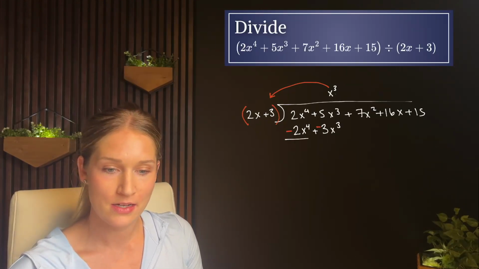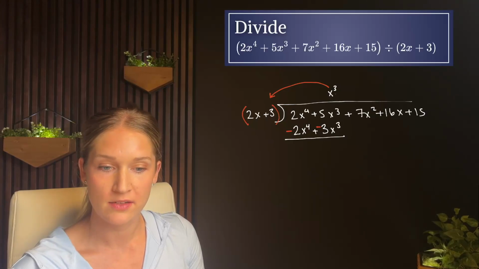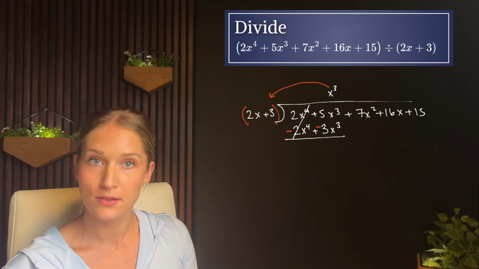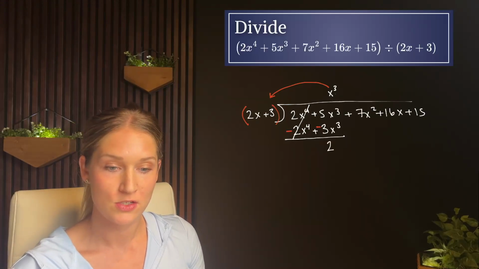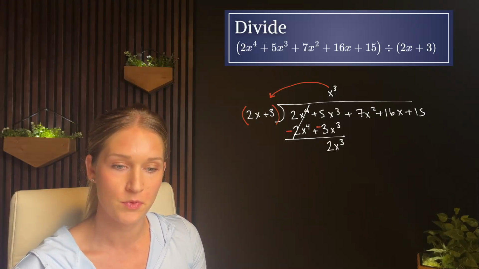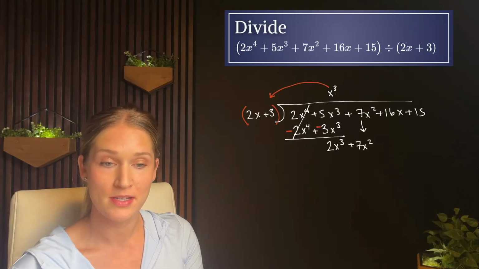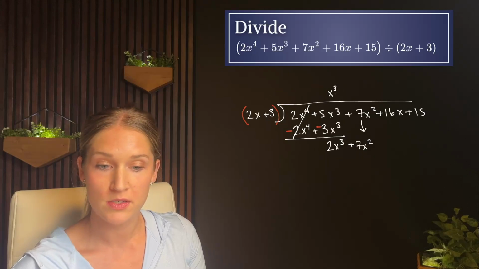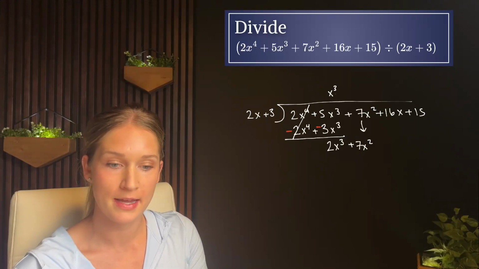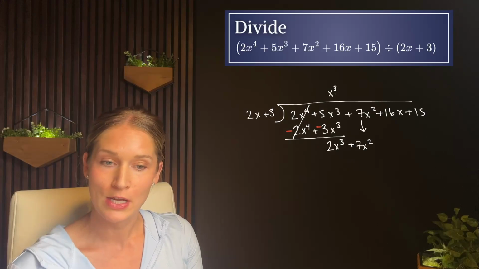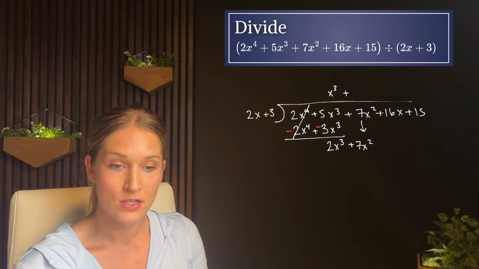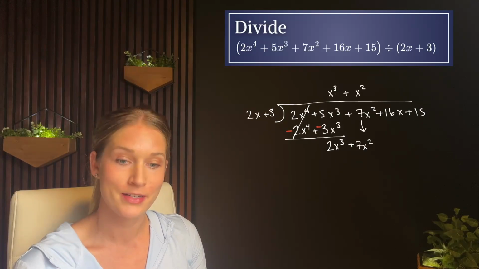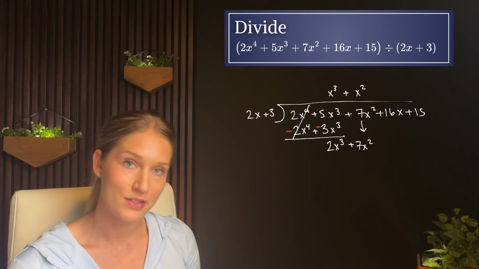Now when I add down 2x to the 4th plus a negative 2x to the 4th, those add to 0, which is what I wanted. 5x to the 3rd minus 3x to the 3rd gives me 2x to the 3rd, and then I bring down my plus 7x squared. And then I just repeat the process. So now the question is, what do I multiply my 2x by to get that 2x to the 3rd? Well, I have the 2, I have the coefficient already. I'm just missing 2 of the x's. So let me multiply by an x squared to get me from 2x to 2x to the 3rd.